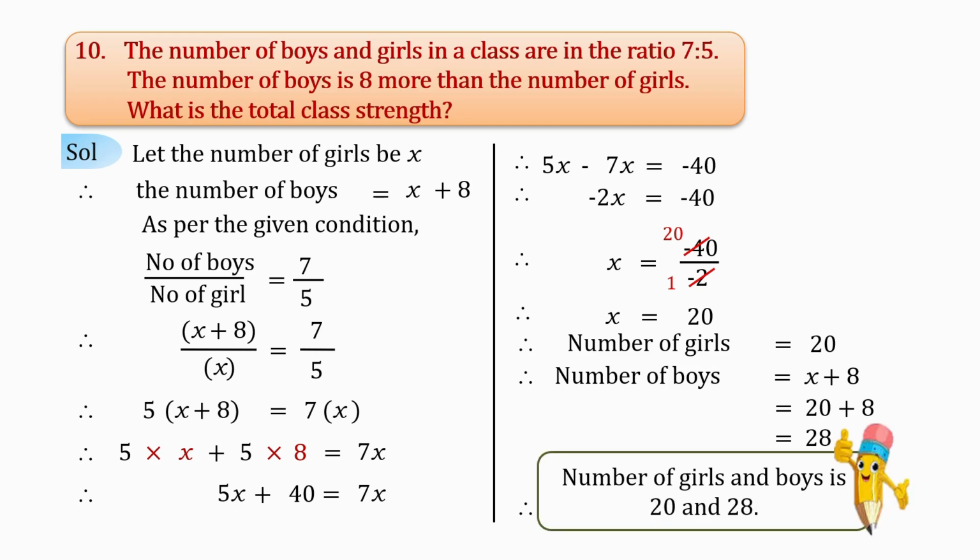Now we need to find the total strength. Total strength, though it is missing here, will be the number of boys plus the number of girls, that is 20 plus 28, that will be 48. So the total strength will be 48, you need to finally write that. Hope it is clear to you.